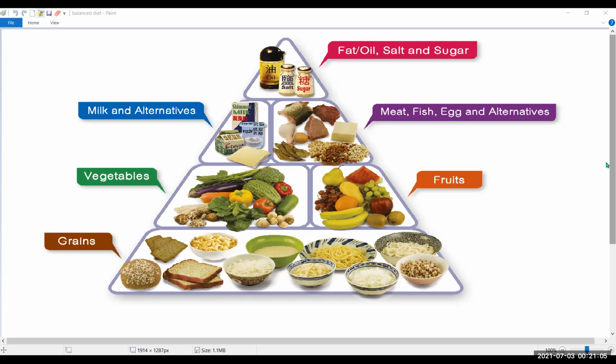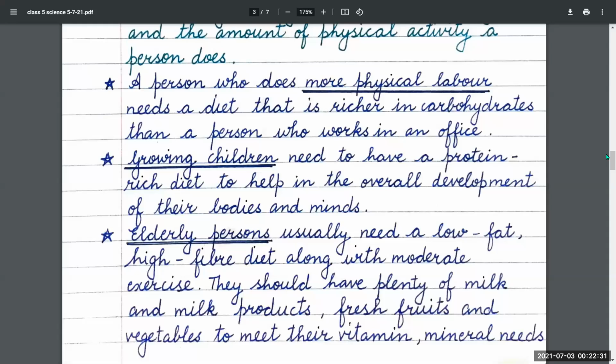The amount of each of these components to be included in our diet generally depends on the age and the amount of physical activity a person does. A person who does more physical labor needs a diet that is richer in carbohydrates than a person who works in an office.